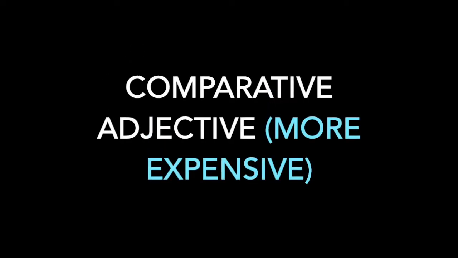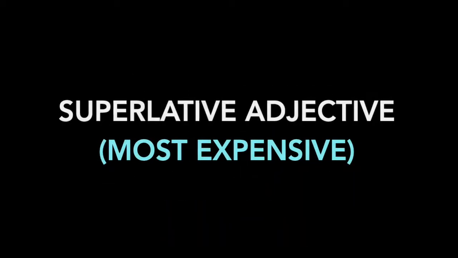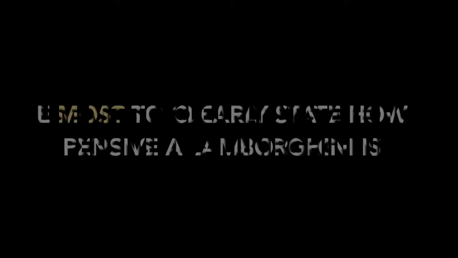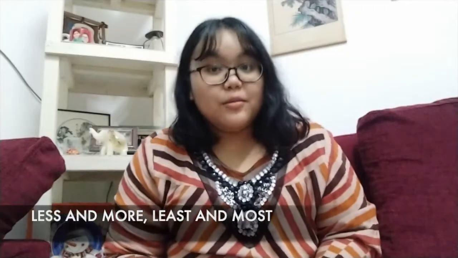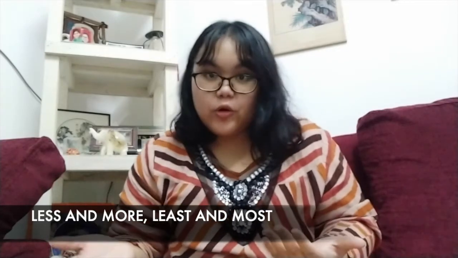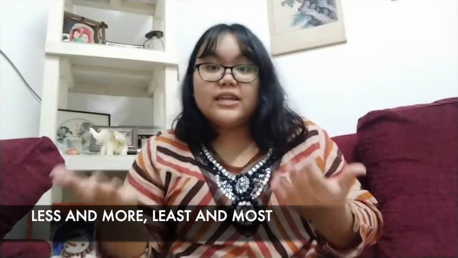Comparative adjective: Lexus cars are more expensive than Toyota cars. Superlative adjective: A Lamborghini car is most expensive compared to Toyota or even Lexus. Did you know that most Lamborghini cars are worth hundreds of thousands of dollars? Clearly, the price surpasses that of a Toyota or a Lexus. So, to clearly state how expensive a Lamborghini is compared to the other two, we use the word most. Above all, when we use the word less or more in a comparative adjective, we replace them with least or most in a superlative adjective form.